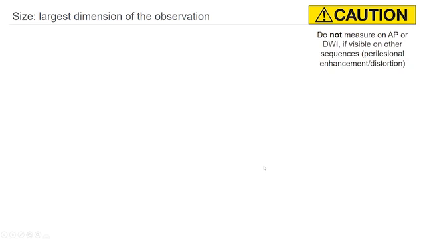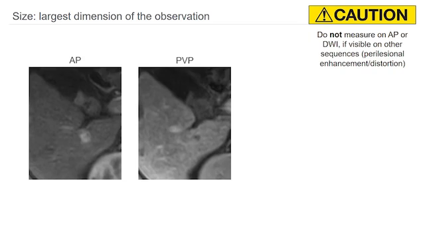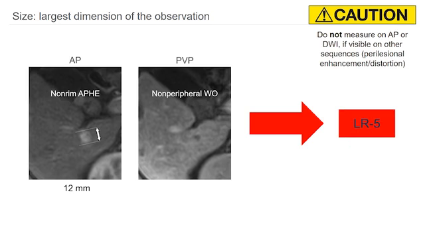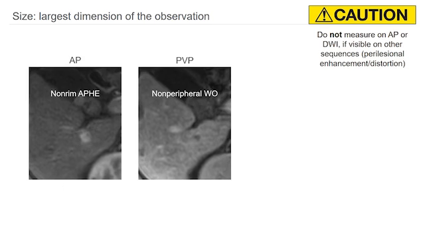Another thing to remember for size is that we should not use the arterial phase or diffusion-weighted imaging to measure if the observation is visible in any other sequences or phases. So here's an example. We have arterial and portal venous phase images. We have an observation with non-rim arterial phase hyperenhancement and non-peripheral washout. If we use the arterial phase, the observation measures 12 millimeters, which will allow us the LI-RADS 5 category. If we use the portal venous phase, the observation is only 7 millimeters, which would lead us to the LI-RADS 4 category.